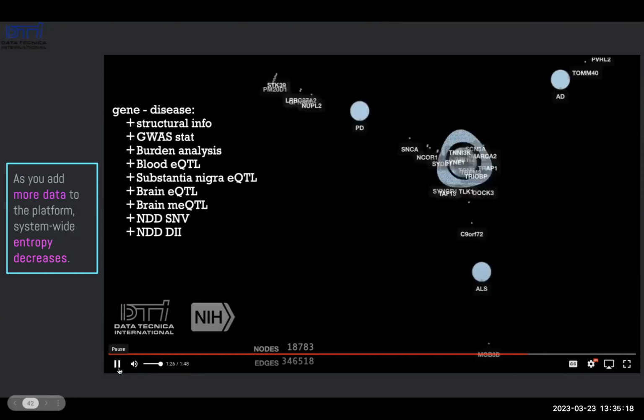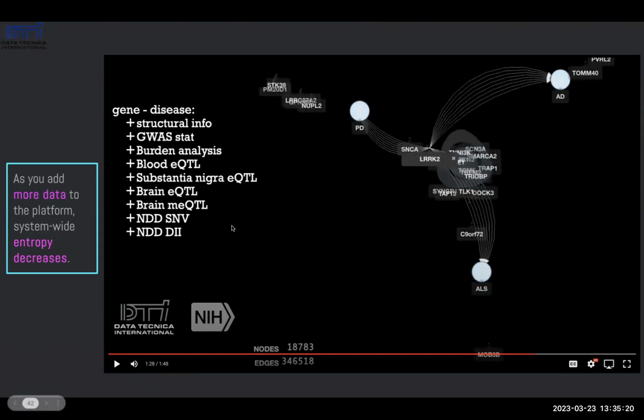So now I'd like to see the important targets. Where are they? So we have LRRK2, which is again an important gene associated with Parkinson's. It's landing closer to Parkinson's, but still it has some association with AD and ALS.